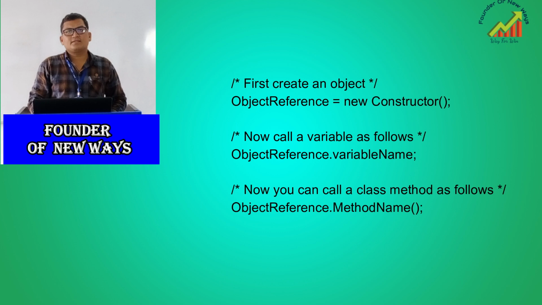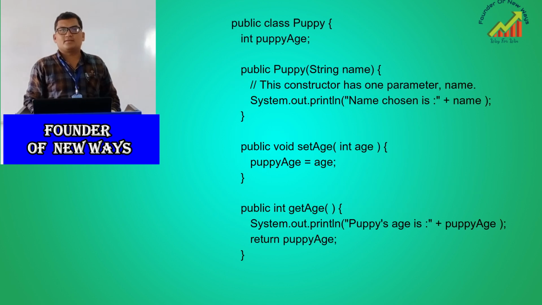Okay, next topic is accessing instance variables and methods. Instance variables and methods are accessed via a created object. To access an instance variable, following is the fully qualified path. You can see here, first create an object. After that, call a variable as follows. Then you can call a class method as follows. Okay, you can see an example.